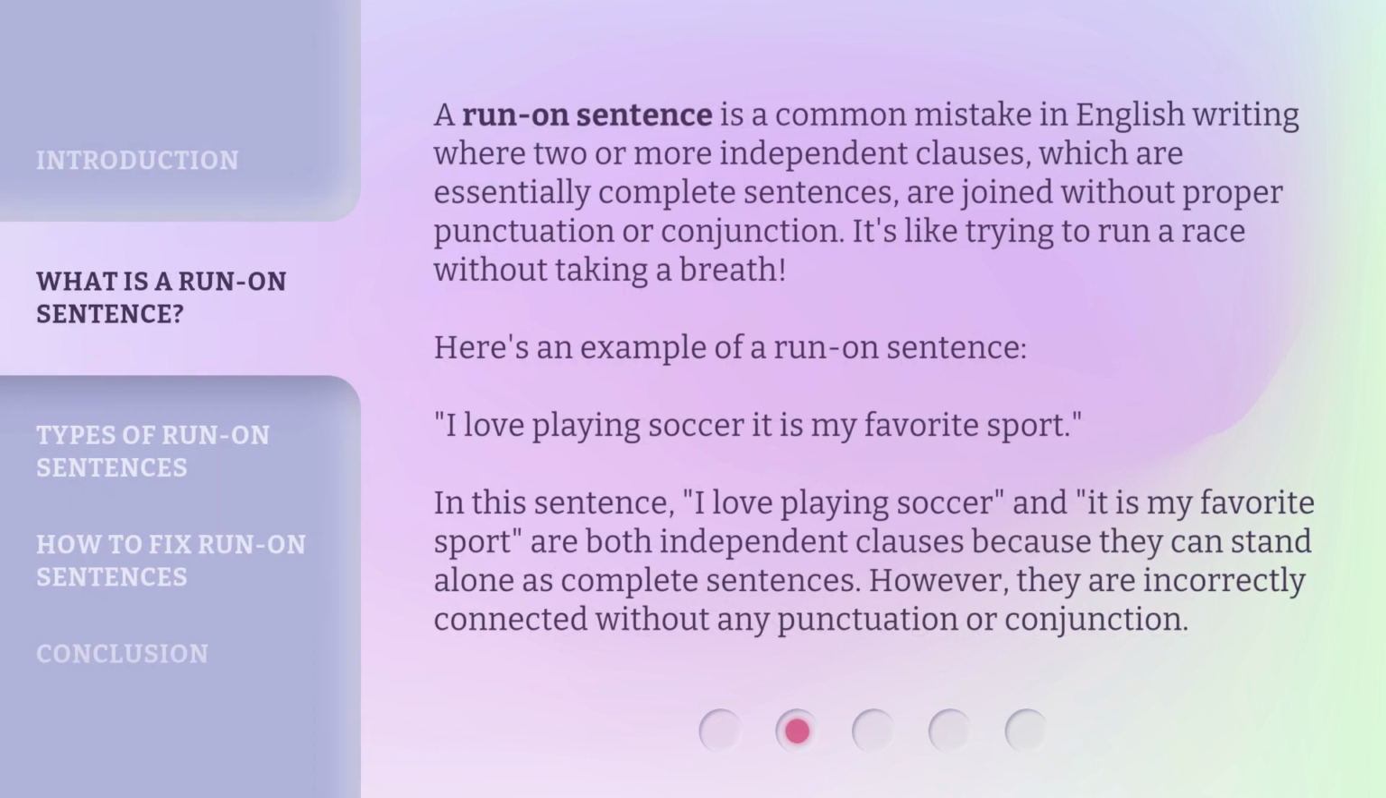A run-on sentence is a common mistake in English writing where two or more independent clauses, which are essentially complete sentences, are joined without proper punctuation or conjunction. It's like trying to run a race without taking a breath. Here's an example of a run-on sentence. I love playing soccer, it is my favorite sport. In this sentence, I love playing soccer, and it is my favorite sport, are both independent clauses because they can stand alone as complete sentences. However, they are incorrectly connected without any punctuation or conjunction.